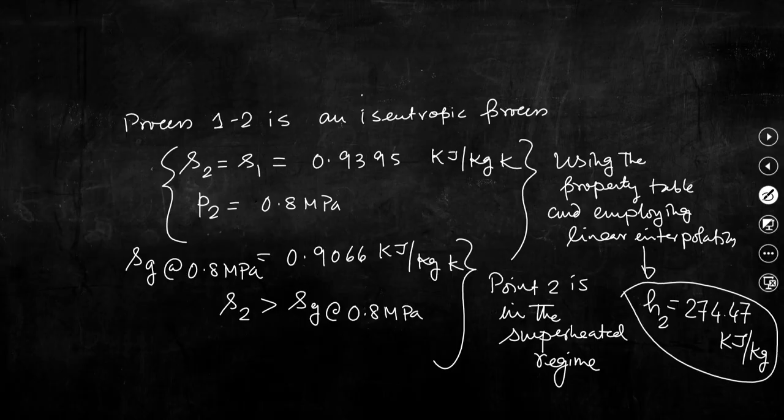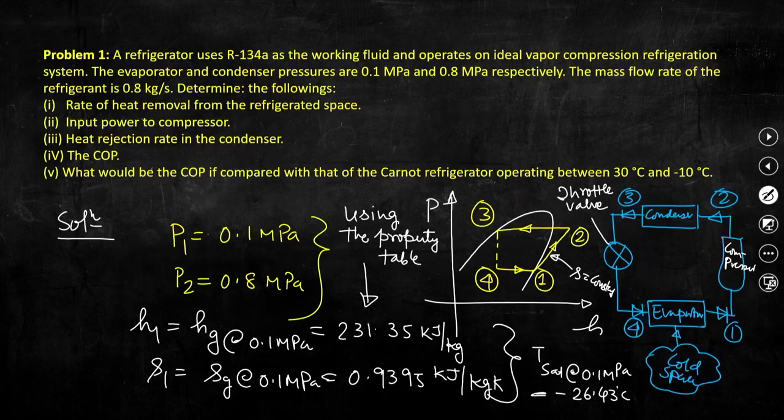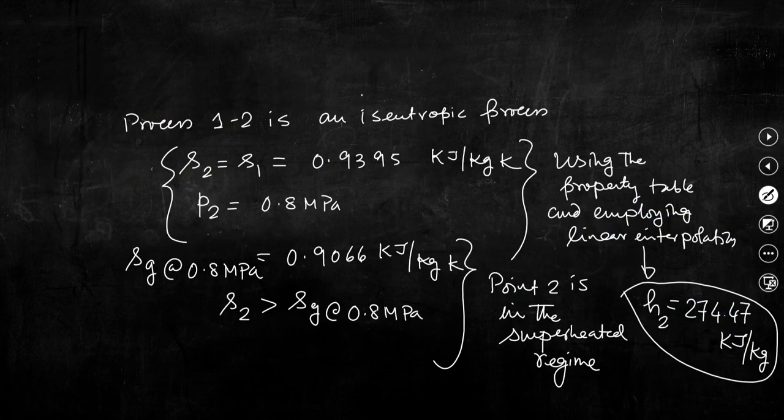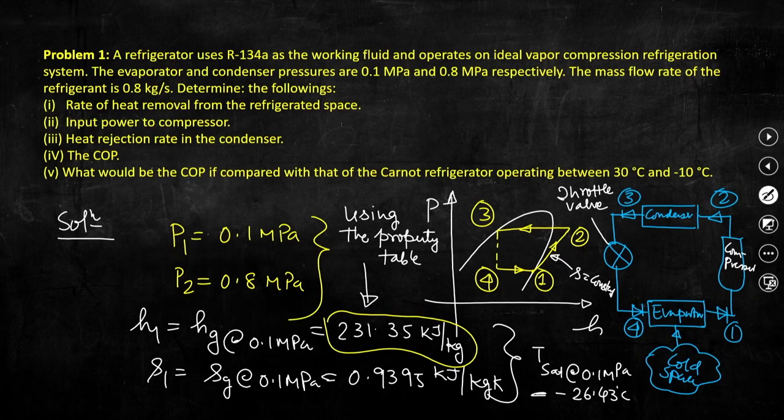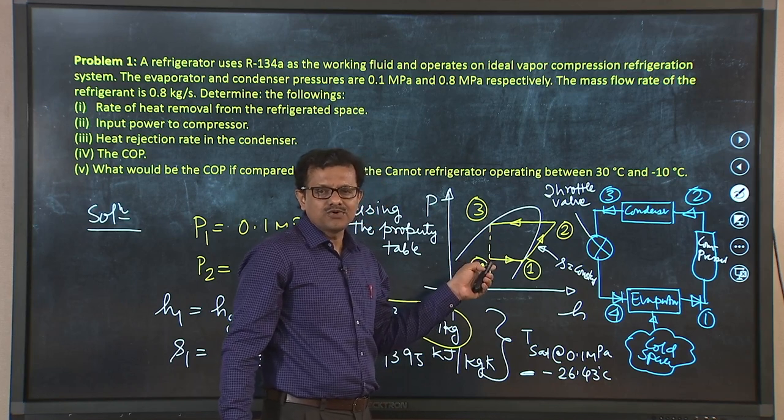Now, if we recall, we have already calculated H1 in the previous slide, that is 231.35 kilojoule per kg. Now, we have calculated H2 again, that is 274.47 kilojoule per kg. Now, what next do we have to do? We have to calculate enthalpy at state point 3. If we can calculate enthalpy at state point 3, then we have no need to calculate enthalpy at state point 4, because this is the process for which enthalpy before throttling is equal to enthalpy after throttling. So, H4 should be equal to H3.